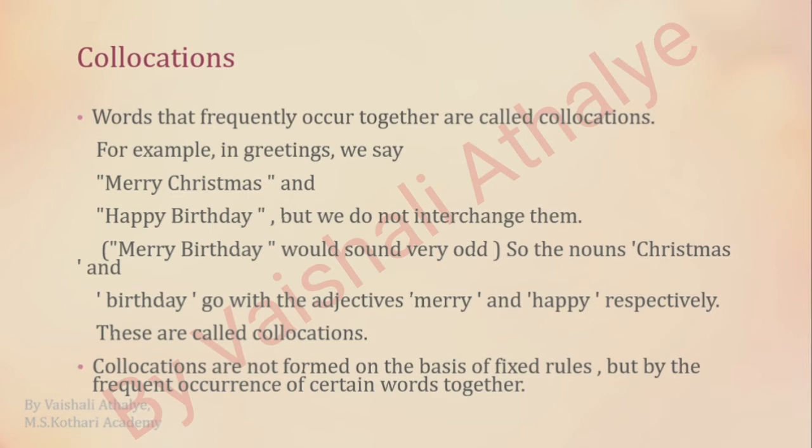Collocations are not formed on the basis of fixed rules, but by the frequent occurrence of certain words together. It means there is a difference between collocations and compound words. Compound words are two words put together to form a new word, whereas collocations are combinations of words which always go together.